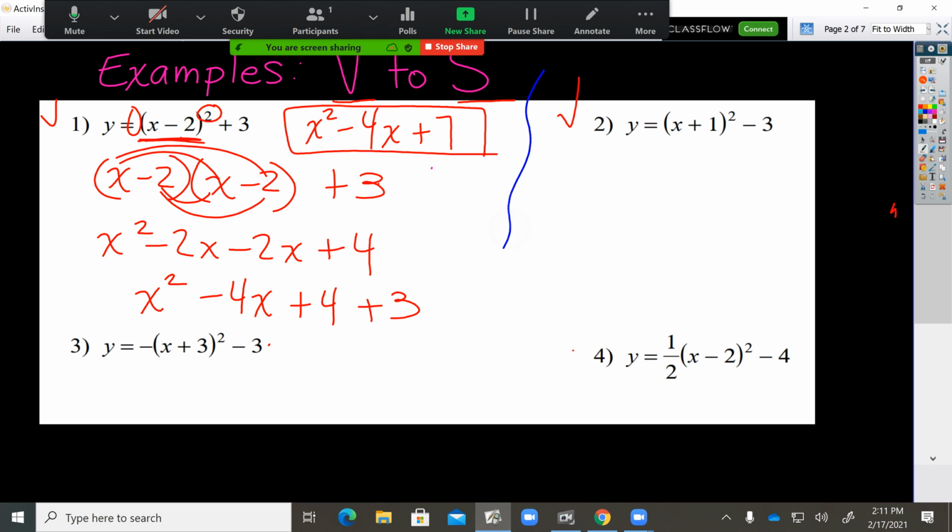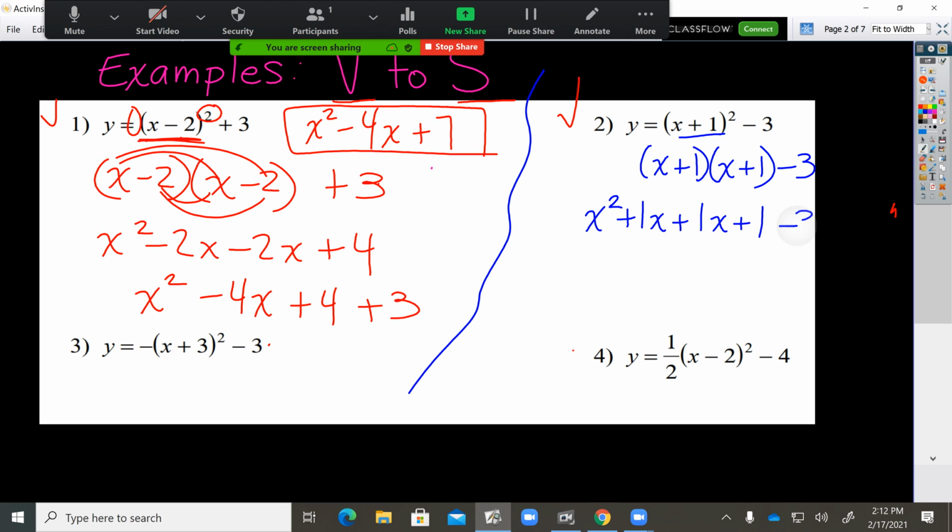I'm going to go ahead and start the next one already. You can always pause this video, play it as many times as you want. So we're going to expand x plus 1 squared to x plus 1 times x plus 1. Bring down your minus 3 at the end. Now we distribute. We get x squared plus 1x plus 1x plus 1. Now we can combine like terms here and here, and we end up with our final equation in standard form. X squared plus 2x minus 2.